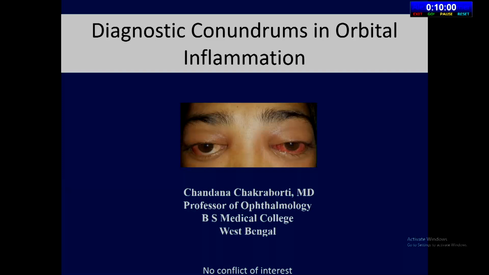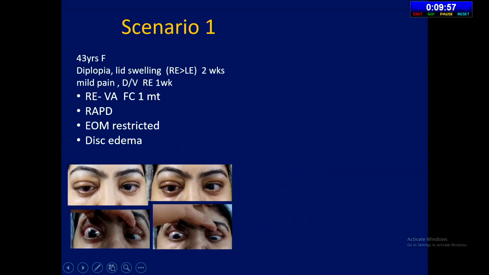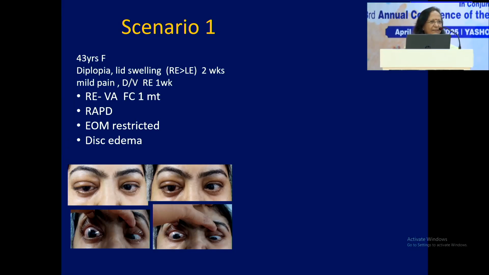Thank you, Dr. Fairooj. I want it to be an interactive session. This was a 43-year-old female who came with diplopia and lid swelling for 2 weeks with mild pain, dimness of vision in the right eye, finger counting visual acuity in the right eye with RAPD, restricted extraocular movements, and disc edema. So clinically, what do you think it could be?